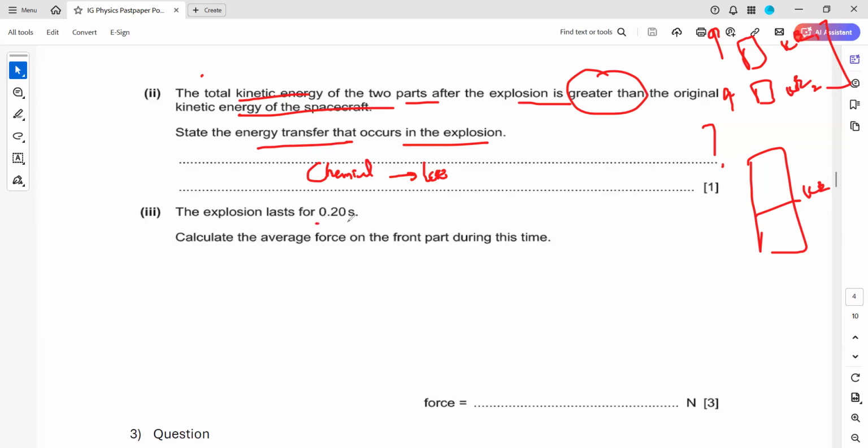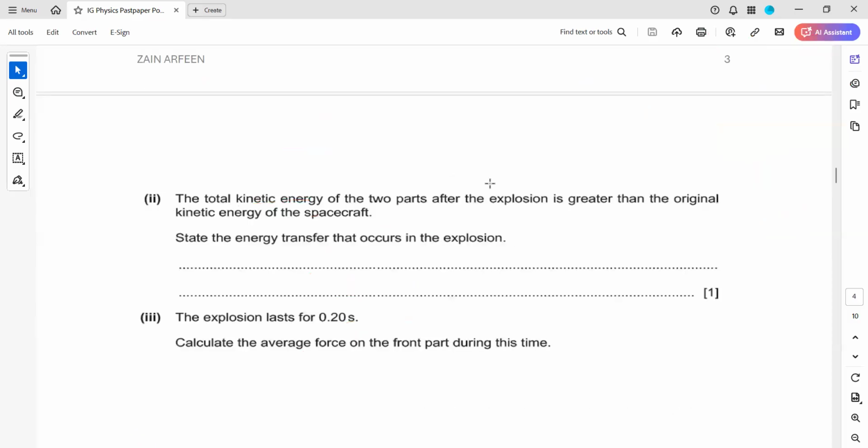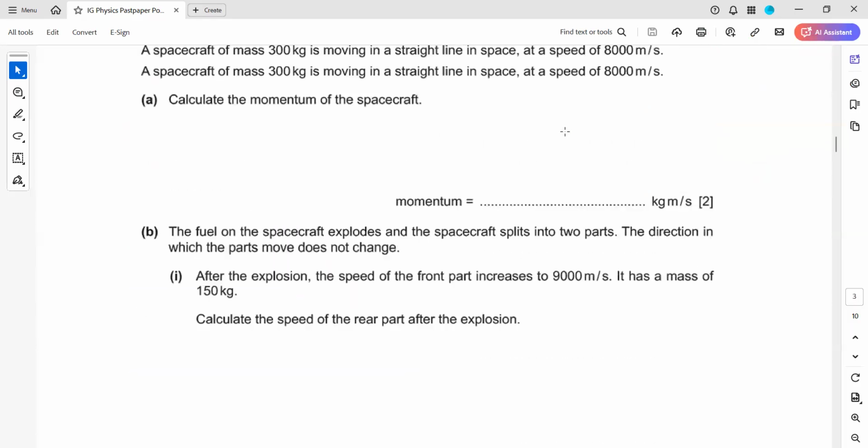The explosion lasts for 0.2 seconds. The average force on the front part. So whenever you need a force, you can use a formula for impulse. Impulse is force multiplied by time. So if you need the force, it is impulse divided by time. So we need it for the front part. We don't know what the force is, right?